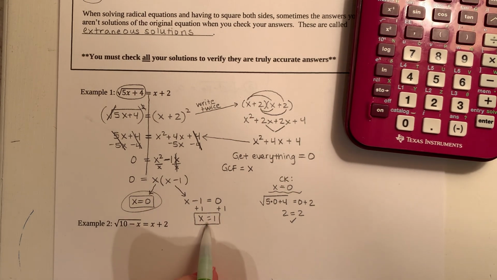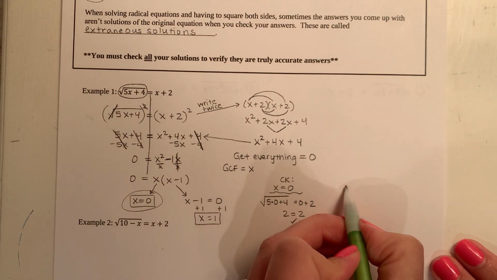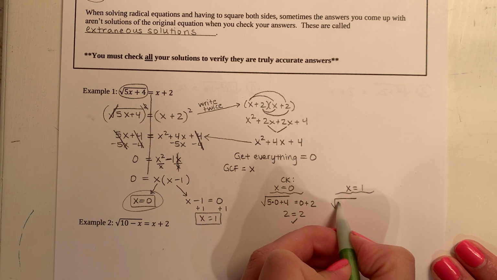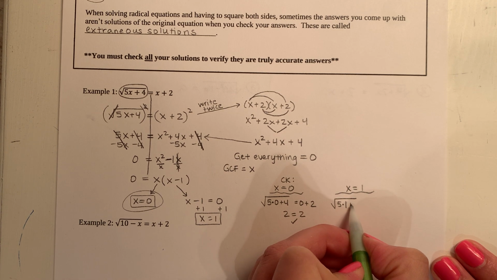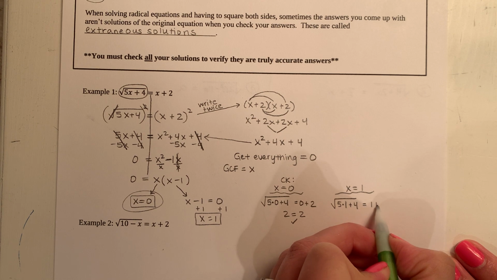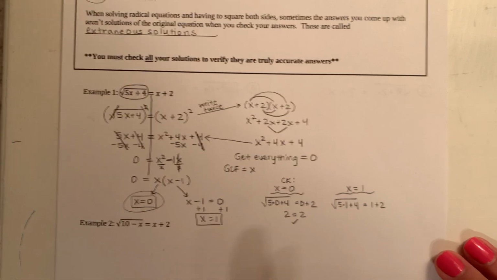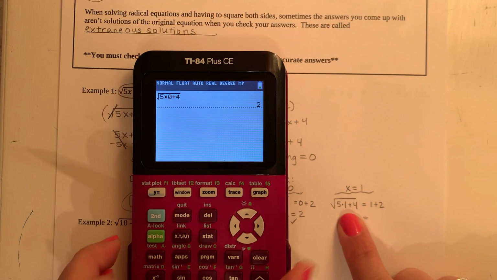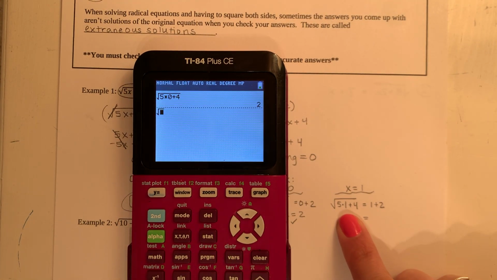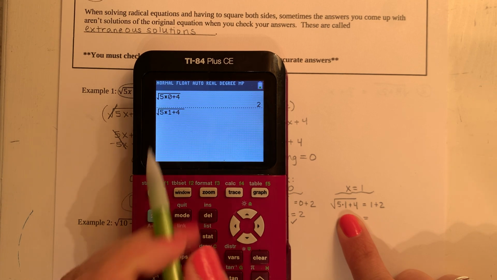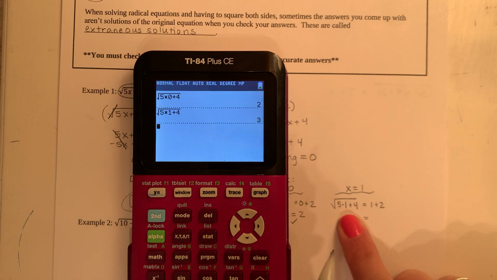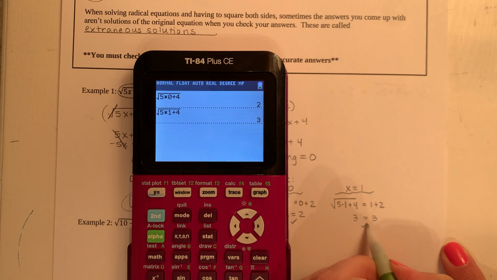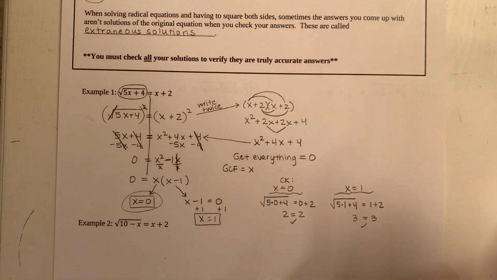Okay, now let's check x equals 1. All right, so I've got square root of 5 times 1 plus 4 equals 1 plus 2. And just like the previous question, I'm going to put this whole thing in the square root. So 5 times 1 plus 4. Notice that's all underneath the square root, and that gets me 3. On the right-hand side, 1 plus 2 is 3. So guess what? I get to keep both answers in this case.